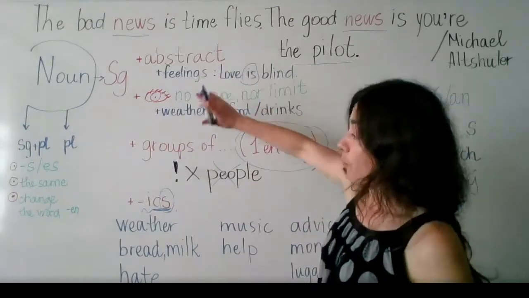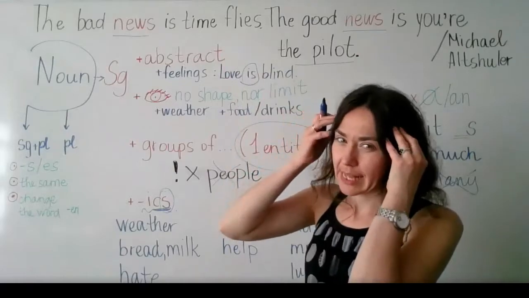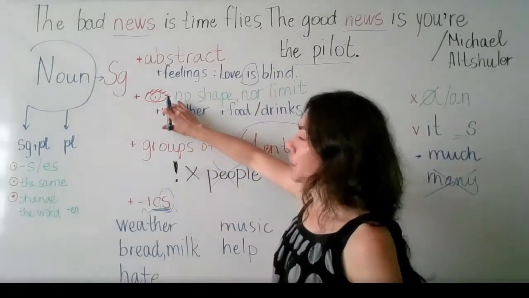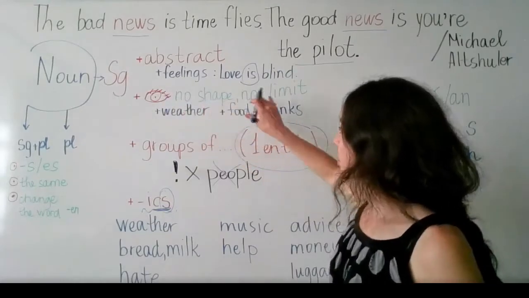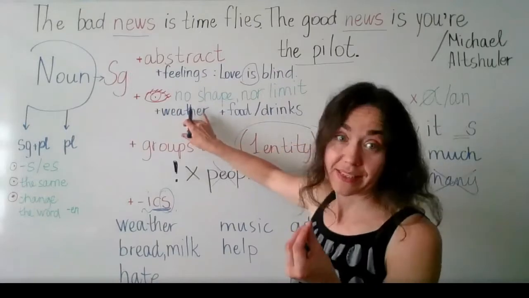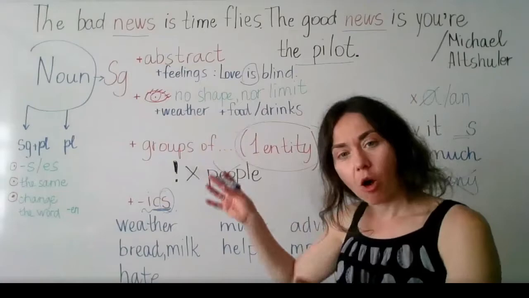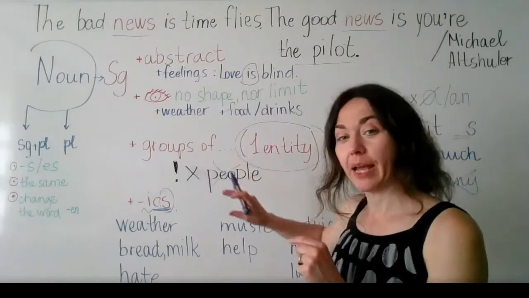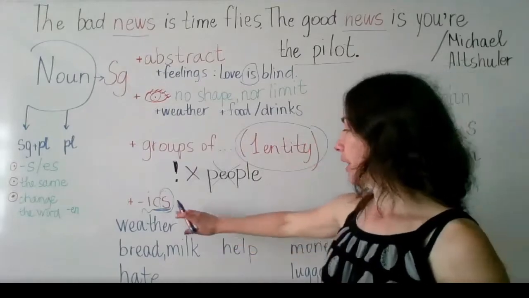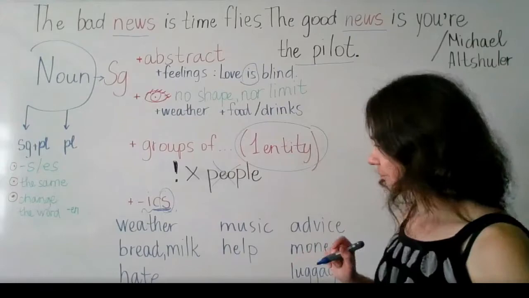So you see 4 groups of nouns. Those abstract nouns, you understand them, but you cannot touch or feel them or see them. You have nouns which do not have shape nor limits. For example, when you speak about weather and the word weather itself, food and drinks. Groups of things, objects, but not people, and you describe it with one word, one entity, and words which end in X, always in singular.